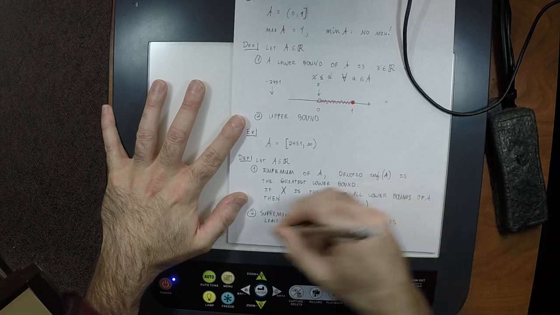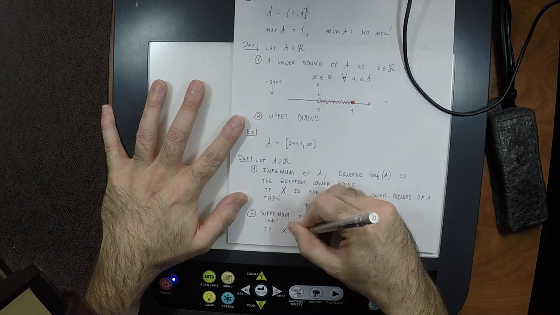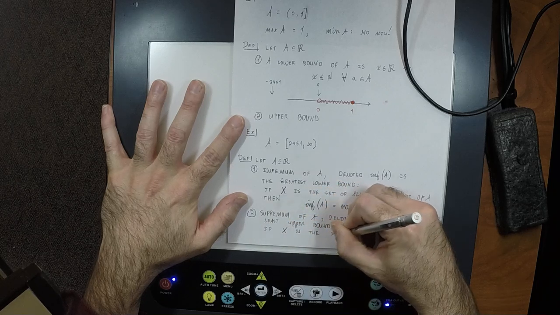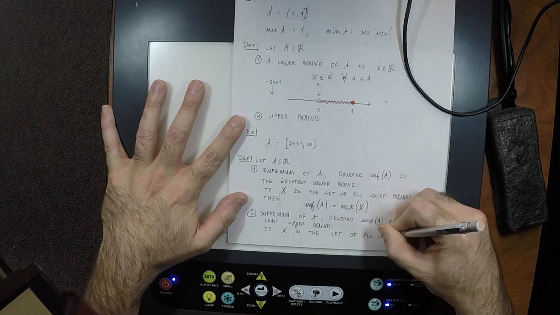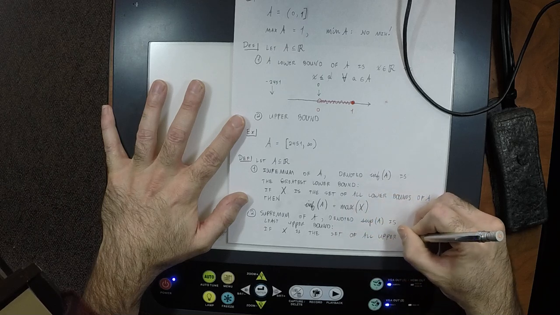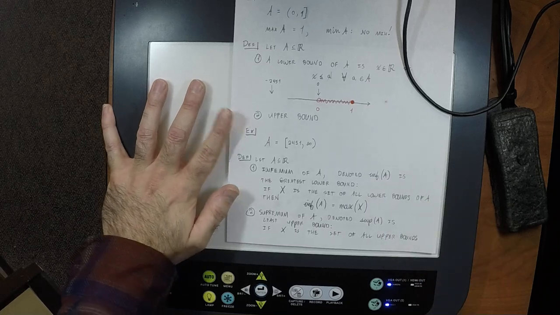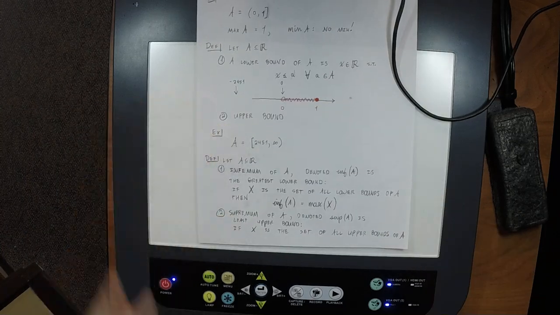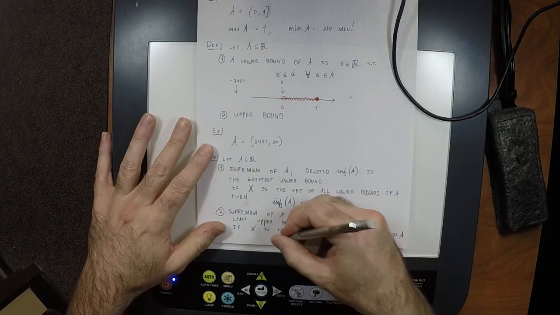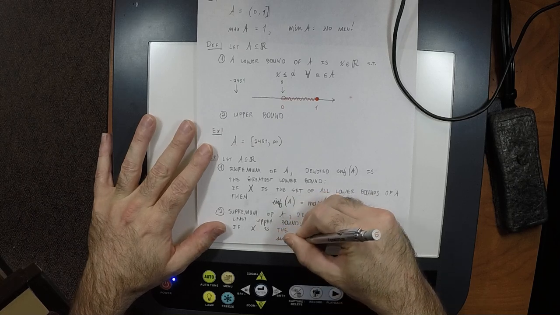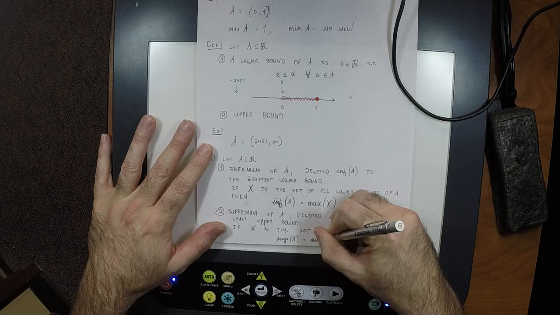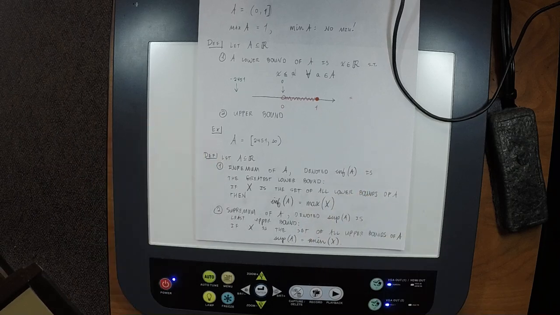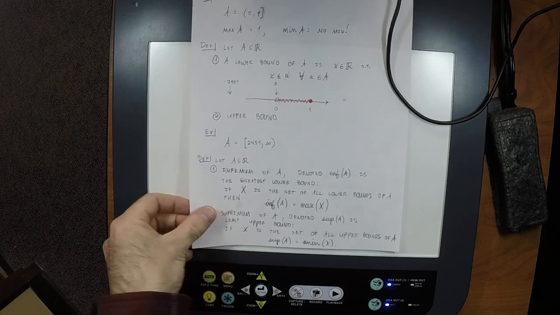That is to say, if X is the set of all upper bounds of A, then what's the supremum of A? The minimum of X. So the supremum of A is the minimum of X. Okay. Very good. So let's do some calculation and make sure that we're all clear about this.